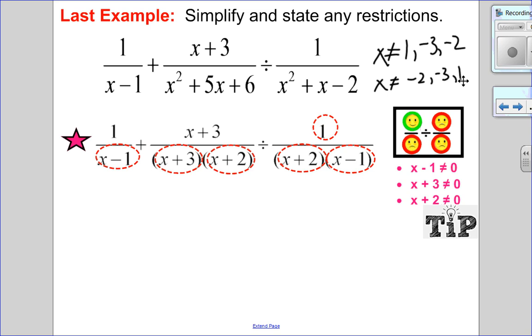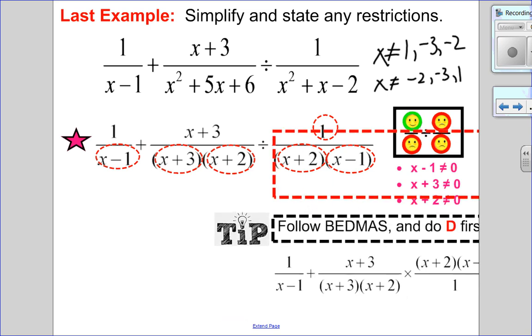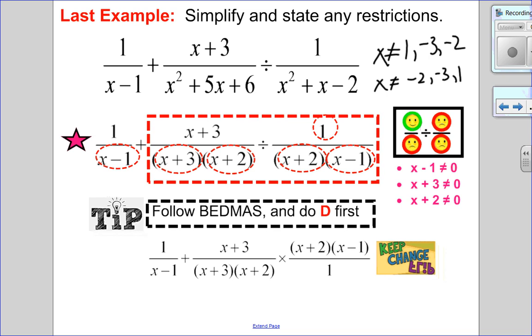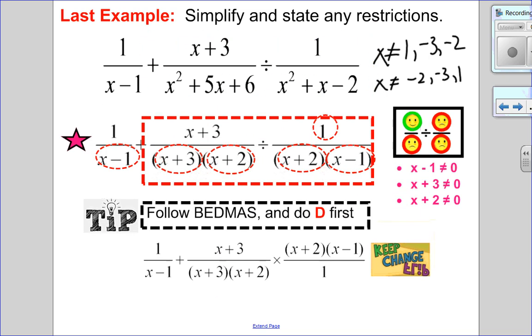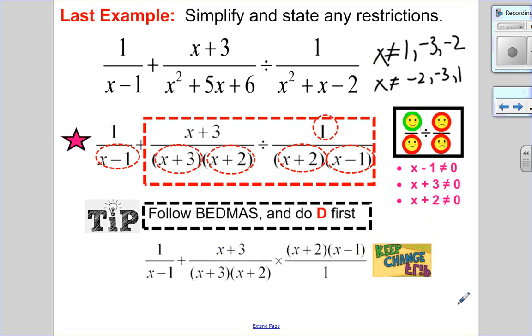Now, my tip for you, remember, when you have more than one operation, you want to follow BEDMAS. So following BEDMAS, I have to do division first. So remember, for division, you keep change flip. So the 1 over x minus 1 stays where it is. And I'm adding. Now I do my division part, which is the keep change flip.